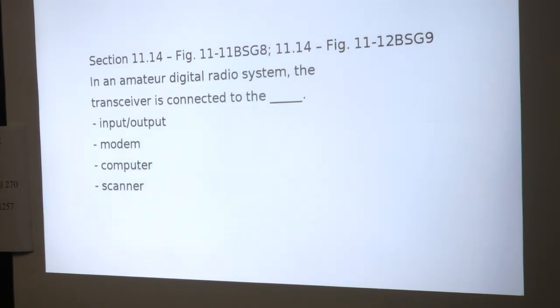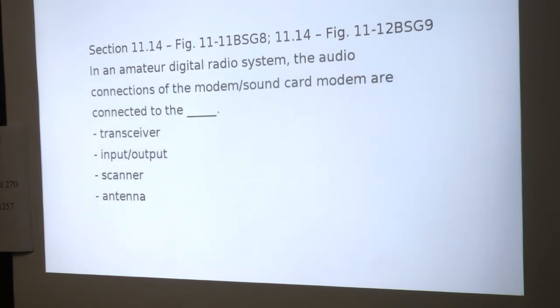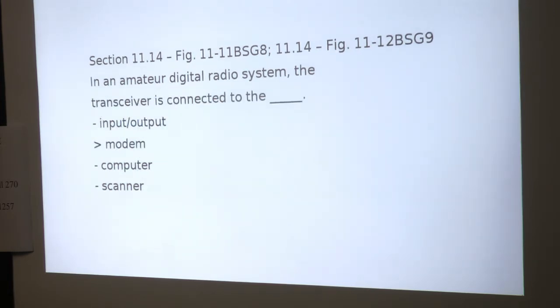In an amateur digital radio system, the transceiver is connected to the modem. So in order for the transceiver to send out any sort of signal, you have to take the digital signal, modulate it into sound, and then send the sound into the transceiver so that you're transmitting sound on the radio.